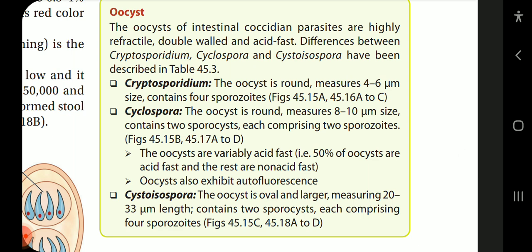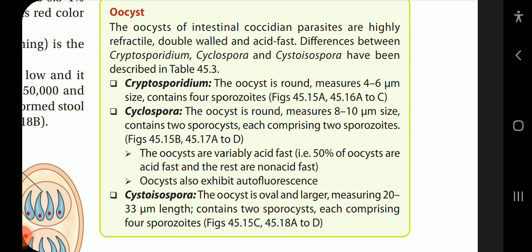The differences between all three can be seen in the table. Cryptosporidium: the oocyst is round, measures 4 to 6 micrometer in size, contains 4 sporozoites. In Cyclospora, the oocyst is round, measures 8 to 10 micrometer in size, contains 2 sporocysts, each comprising 2 sporozoites. The oocysts are variably acid fast.